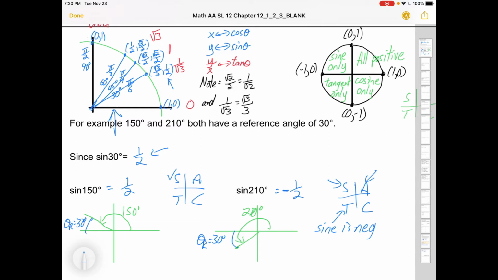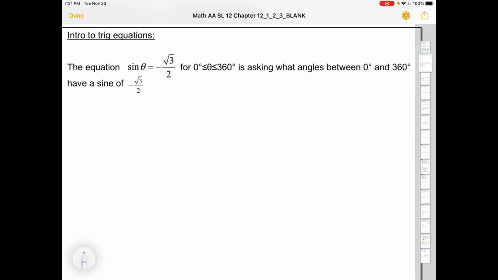Last year we looked at the ambiguous case with the sine law, but it turns out that once you go beyond 180 degrees, all the trig ratios have multiple places where they're going to show up. So sine of 30 is a half, but also sine of 150 is a half. Sine of 210 is negative a half, also sine of 330 is going to be negative a half. That idea is going to allow us to explore trig equations, so equations where the unknown is an angle and there's a trig ratio involved.